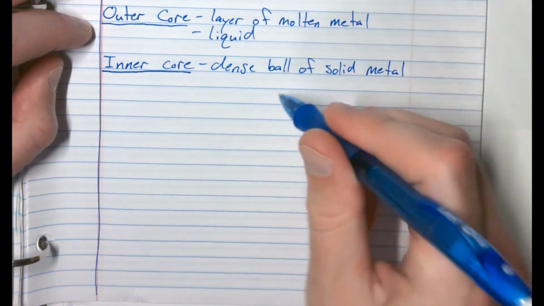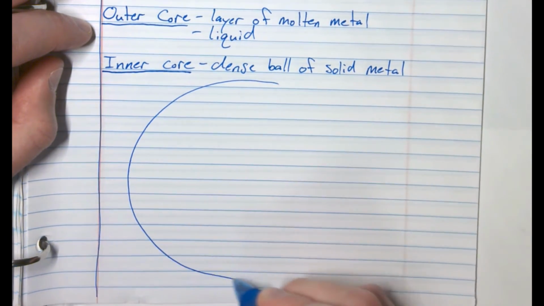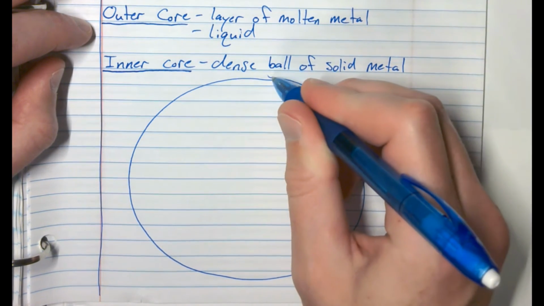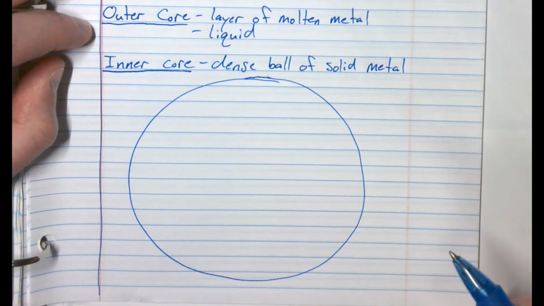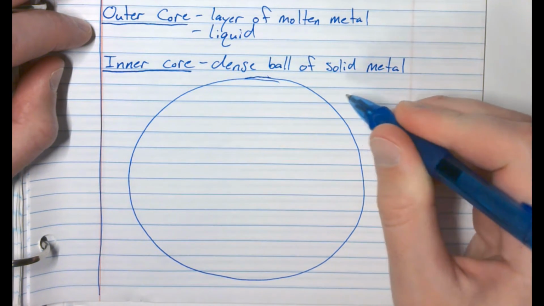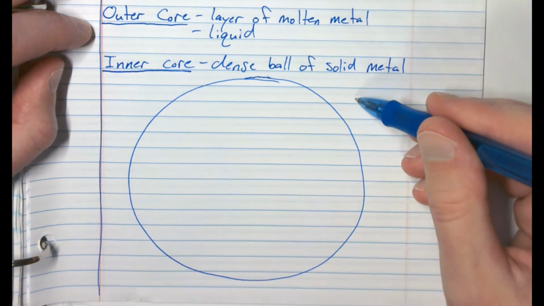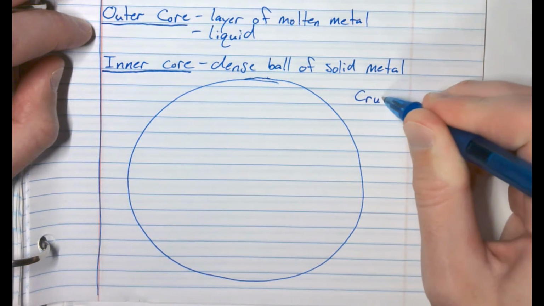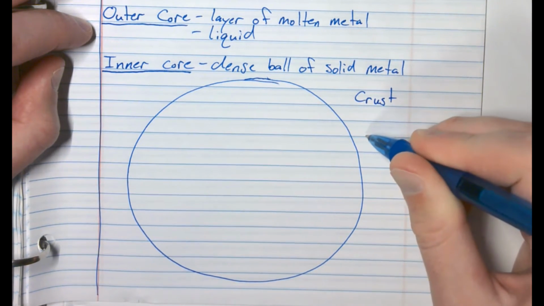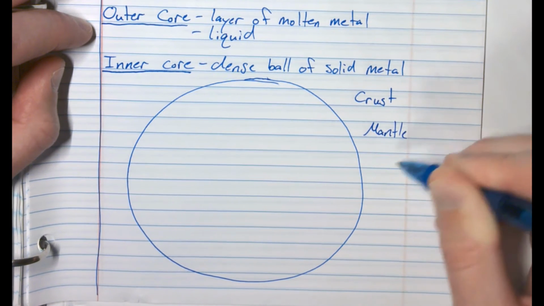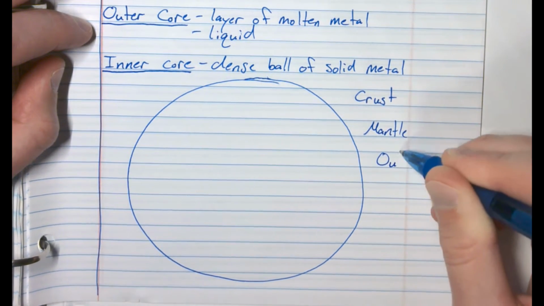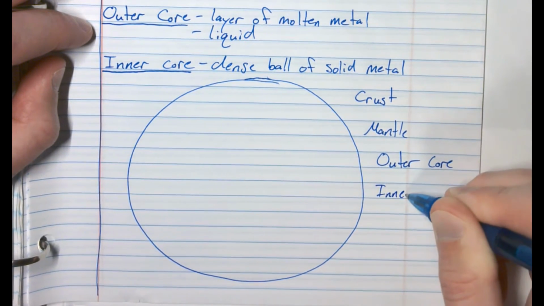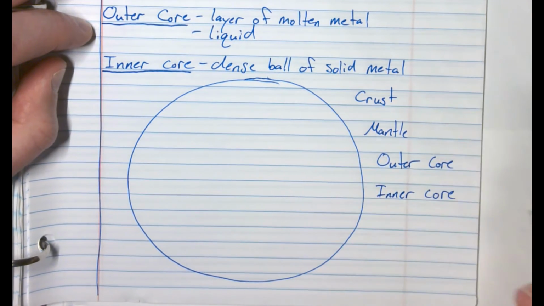Now we're going to draw our picture. So the nice circle, yes. So on the outside, I'm going to put, hold on, how many lanes do I need? Let's just put crust up here. And then skip a line, we're going to do mantle. And then outer core. And then inner core. We're going to draw lines to them and stuff.